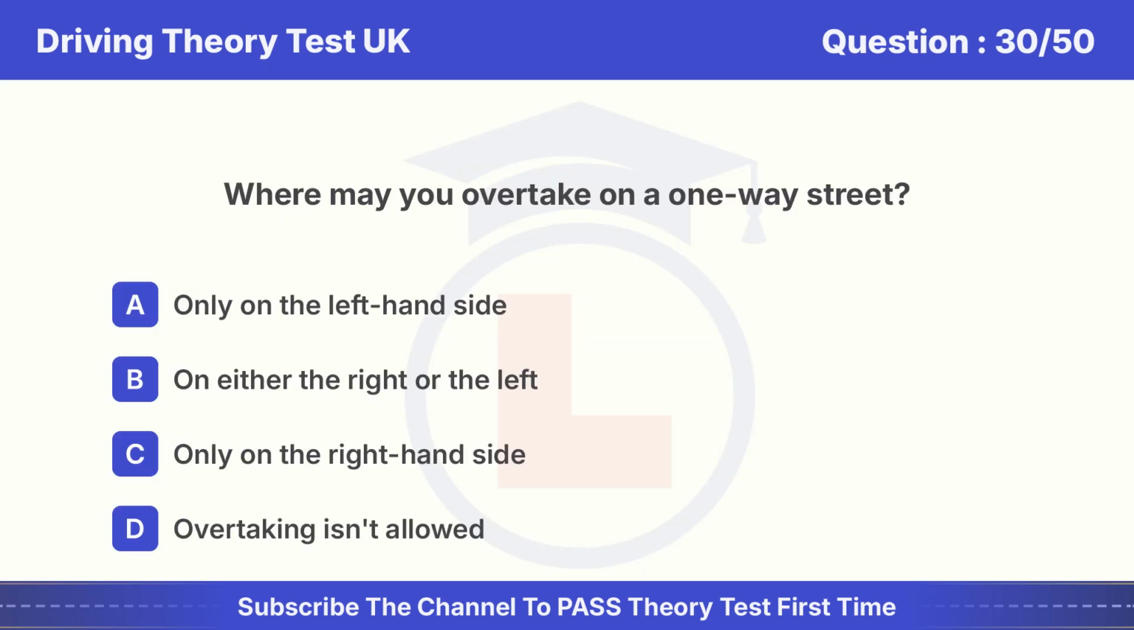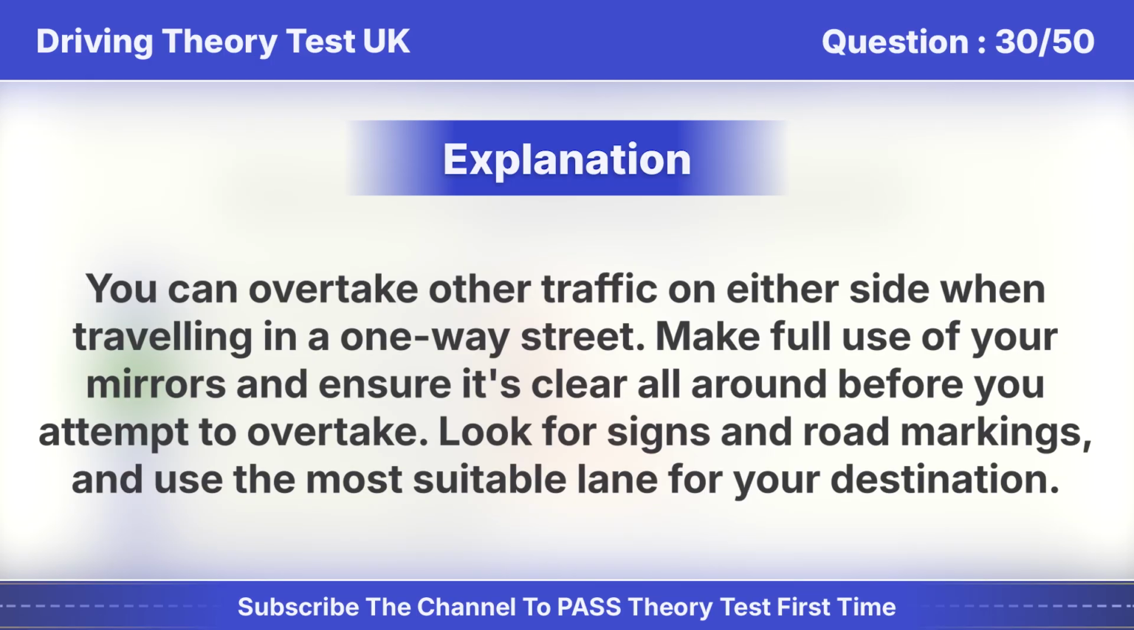Question 30. Where may you overtake on a one-way street? Answer is B. On either the right or the left. You can overtake other traffic on either side when traveling in a one-way street. Make full use of your mirrors and ensure it's clear all around before you attempt to overtake. Look for signs and road markings, and use the most suitable lane for your destination.